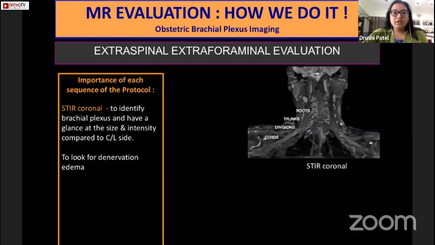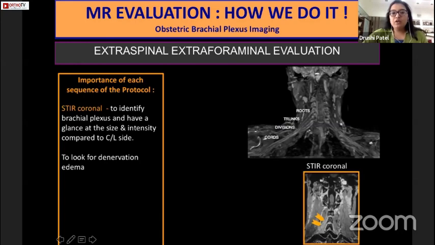So for the postganglionic nerve roots, at a glance, we see the STIR coronal images. Here we can identify the entire brachial plexus at a glance, and we can compare the affected side with the contralateral side for its size and signal intensity. Also look for denervation edema, which is an indirect sign of nerve root avulsions.